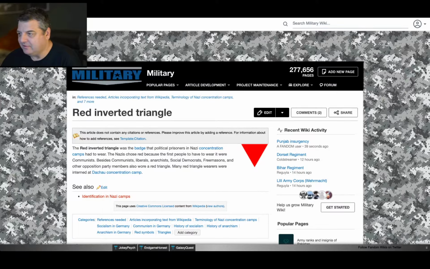But I dug a bit further, and the red inverted triangle was the badge that political prisoners in Nazi concentration camps had to wear. The Nazis chose red because the first people to have to wear it were communists. Besides communists, liberals, anarchists, social democrats, Freemasons, and other opposition party members also wore a red triangle. Many red triangle wearers were interned at the Dachau concentration camp. So it's got some legitimacy there.